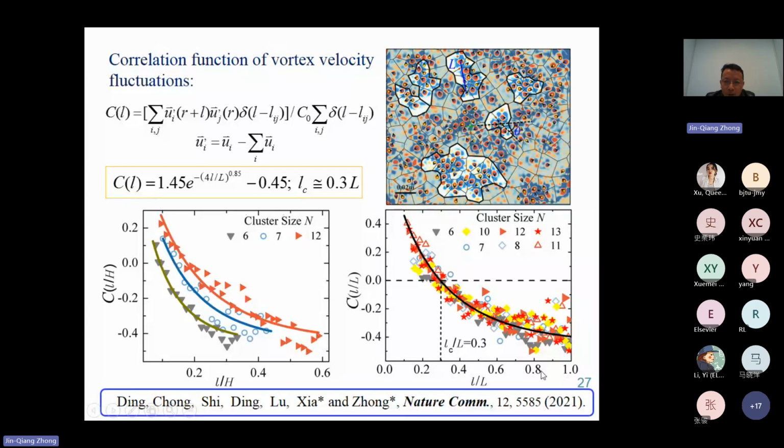However, if we normalize the distance by the horizontal length scale of the vortex cluster, capital L, we found the correlation functions for different cluster sizes collapse onto a curve represented by a stretched exponential function. And the correlation length happens to be a certain percent times the cluster size. This result shows that although the motion of densely populated vortices is complicated, their motion is long-range correlated and scale-free.